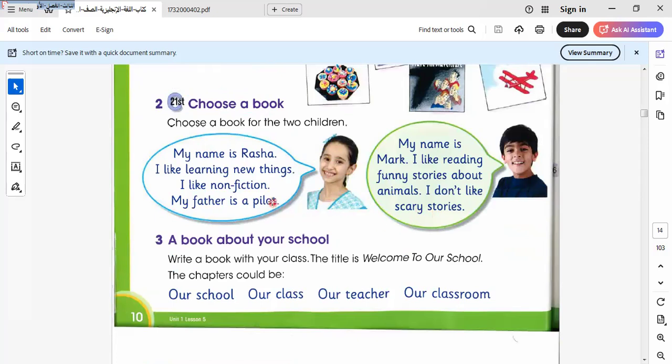Okay, let's know about this boy and this girl, and what they are telling us about fiction and non-fiction. Let's read and know the opinion of the two persons here, more about fiction and non-fiction. My name is Rasha. So this girl is called Rasha. I like learning new things. So Rasha likes to learn new things. I like non-fiction. My father is a pilot. Okay, my father is what? A pilot. Pilot means they can fly in the air by the airplane, and he has a big imagination to know more about this world.